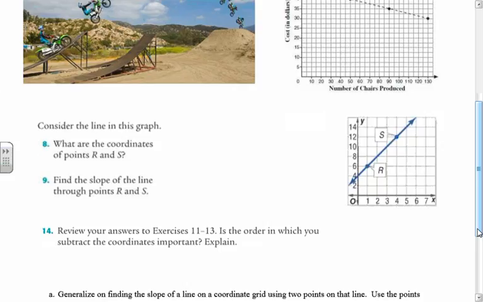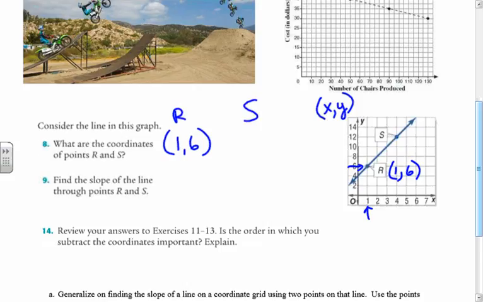It says, what are the coordinates of points R and S? Make sure you know how to write coordinates. Coordinates go like this: x-axis number first, then y-axis number. So R is, on the x-axis we're at 1, and at the y-axis we're at 6. So 1, 6. That's R. And S is, on the x-axis we're at 4, on the y-axis we're at 12. So 4, 12. Like that, okay?